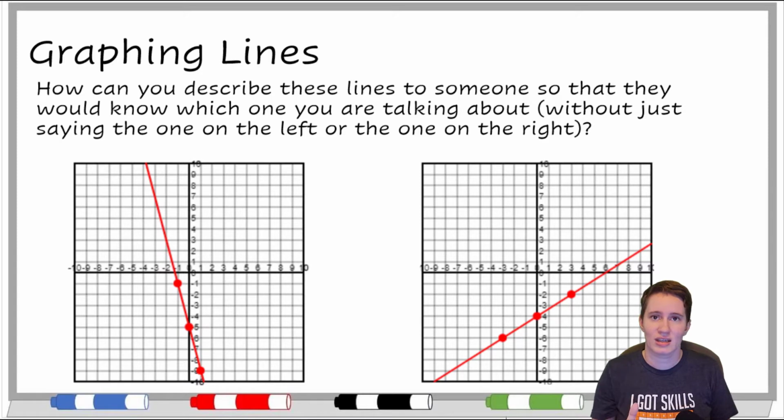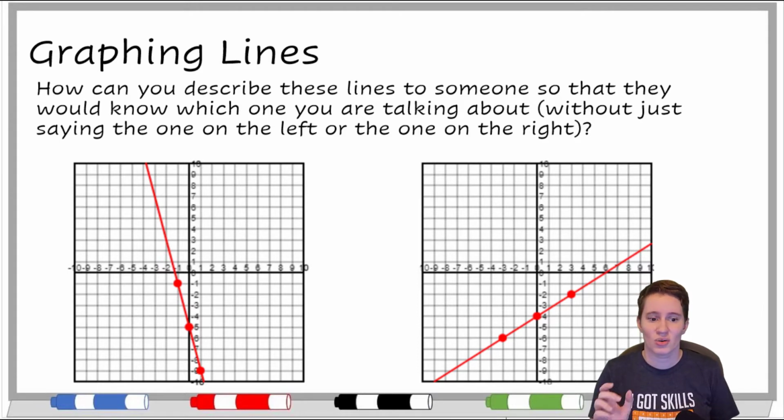So kind of like a guess who game, where if you had to try to get somebody to guess one of these two lines just by describing it, what kind of words would you use without being able to just say the one on the left or the one on the right? So think about it a little bit, pause the video if you want to, and then start it up, and we'll talk about what I'm hoping that you notice.